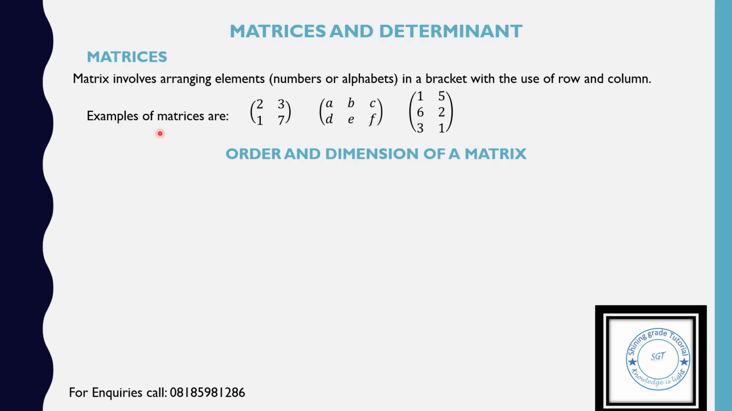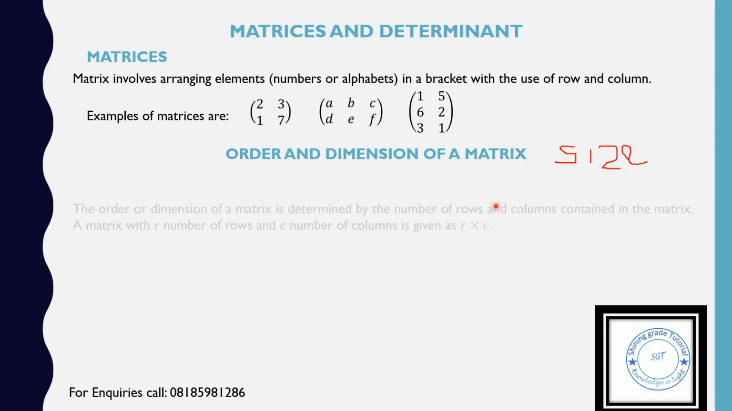For us to understand perfectly what a matrix is, we need to get the order or dimension of a matrix. We can as well call it the size of a matrix. So we can have the order, dimension, and size of the matrix. What is the order of a matrix?